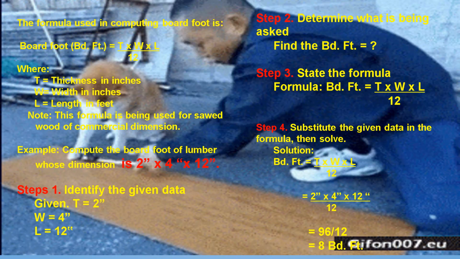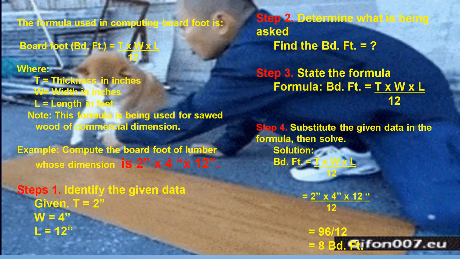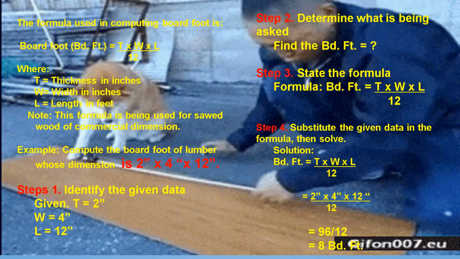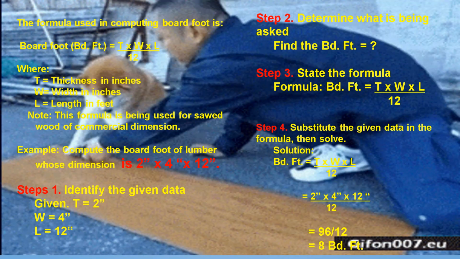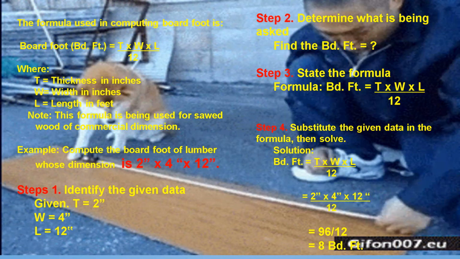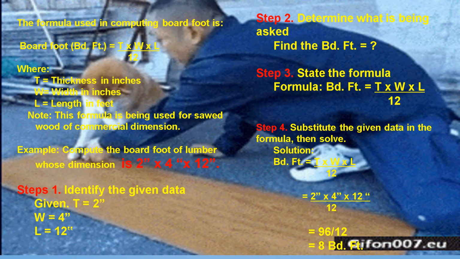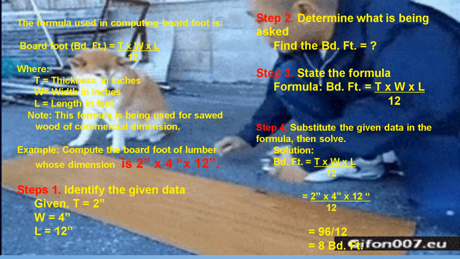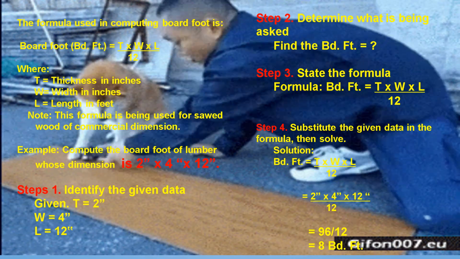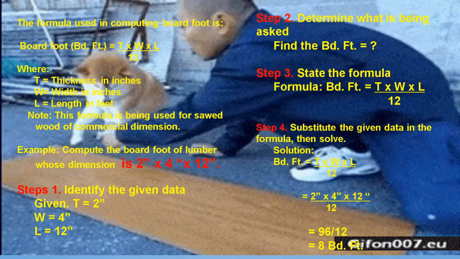Note, this formula is being used for sawed wood of commercial dimension. Example: compute the board foot of lumber whose dimension is 2 by 4 by 12. Step 1, identify the given data. The given T is equal to 2, W is 4, and length is 12.